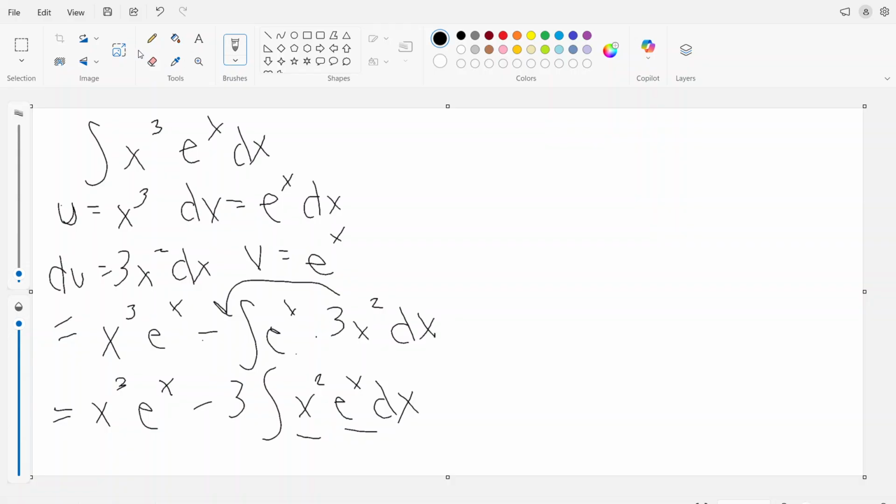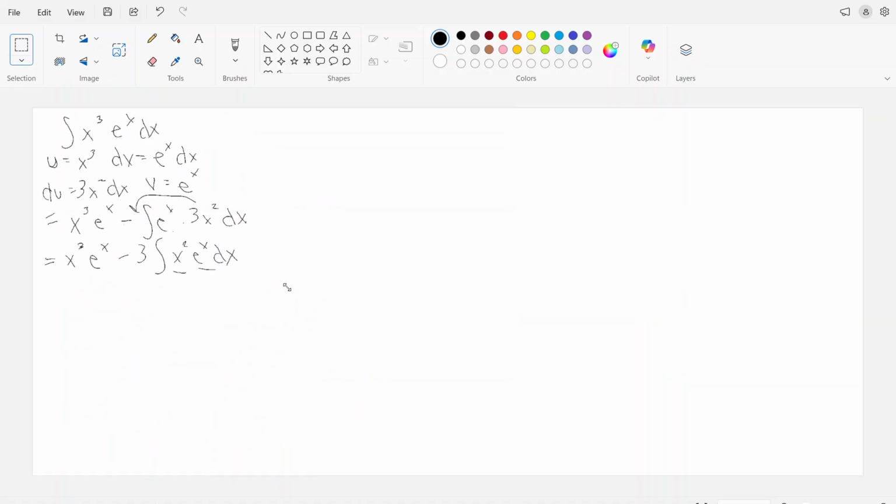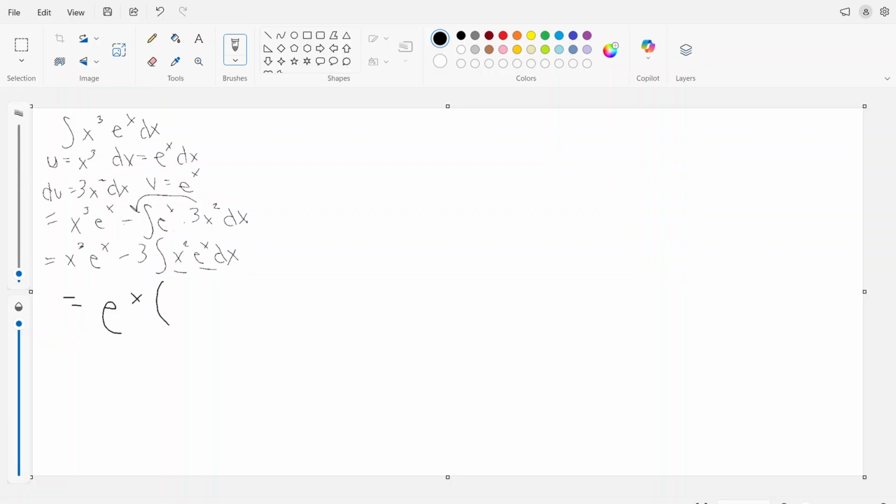So we're just going to use what we had before, because we already solved the integral of x squared e to the x. So from earlier, we got that the integral of x squared e to the x equals e to the x times x squared minus 2x plus 2. That's what we got from our earlier result. So we're going to use it instead of redoing it all again.